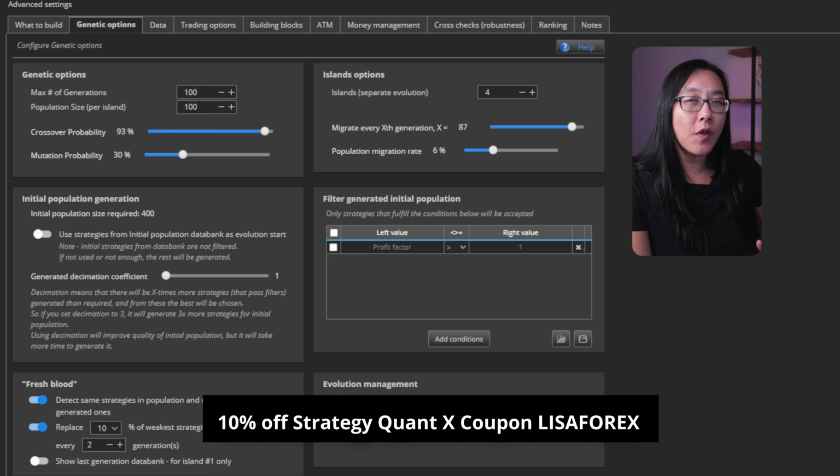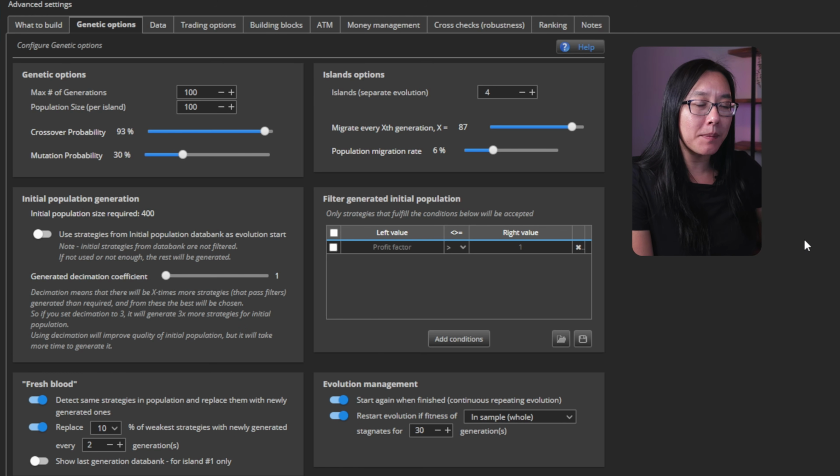Let's take all those concepts that I've just gone through and take a look at the genetic options within the builder in Strategy Quant X. We've got the initial population size per island set at 100, the maximum number of generations set to 100, crossover, which means when it goes from generation 1 to generation 2, what probability of crossover and what probability of mutation from generation 1 to the subsequent generations.